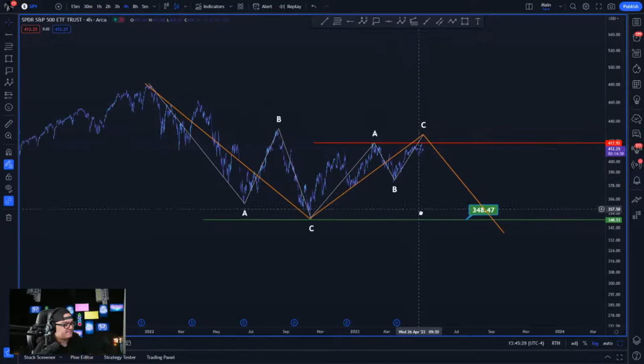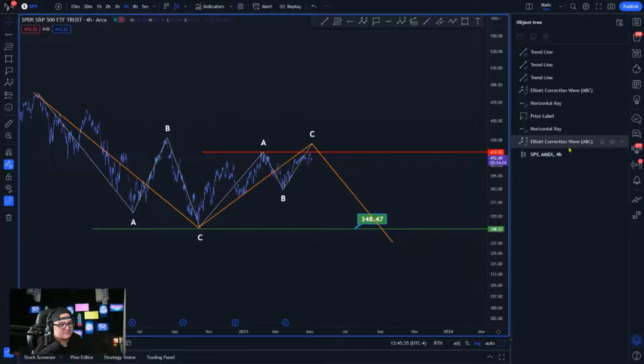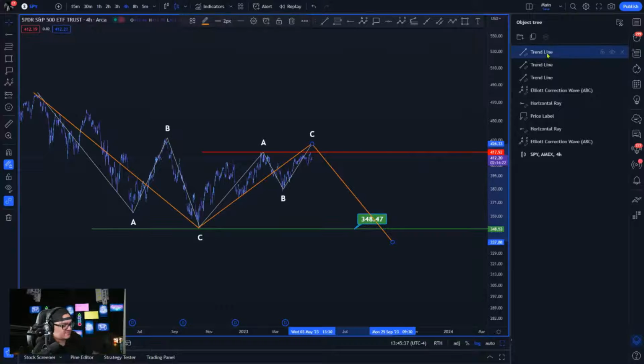But if we fail, we have a couple areas of resistance to go ahead and test, but that'll bring what I should do maybe.